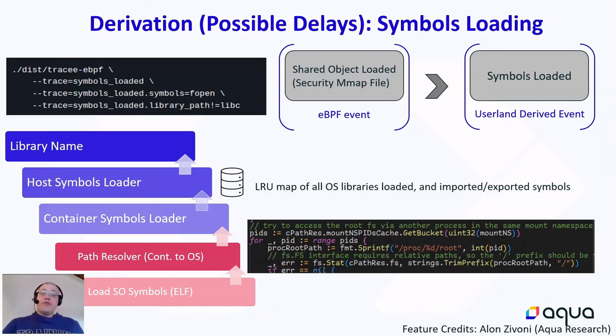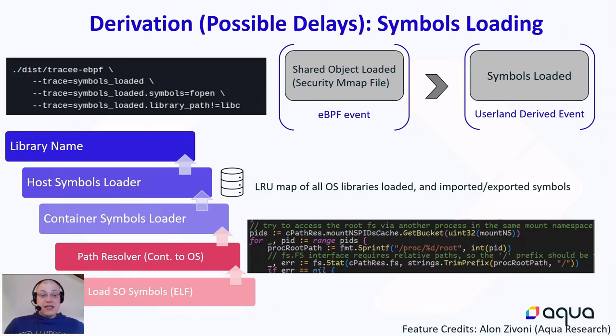Continuing an example of possible delays in the pipeline, we have one of the supported features, tracing symbols being loaded by shared objects. With this feature, it is possible to trace specific symbols being loaded and from which libraries they should or shouldn't be loaded from. In this example here, we're tracing all the fopen symbols coming from any shared object that is not libc. This allows us to trace all the preloads that would cause the symbol to be called from other libraries than the real ones. A security memory map file kernel event derives a symbol loaded userland event, if that is the case.